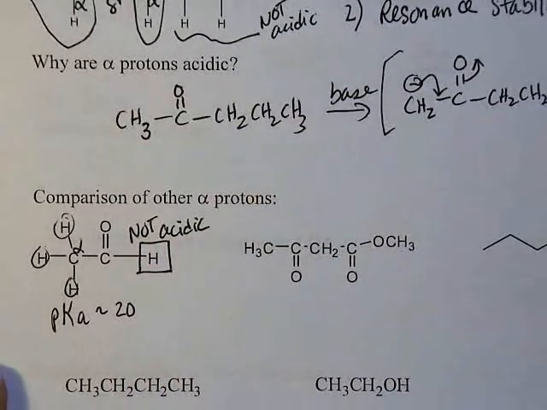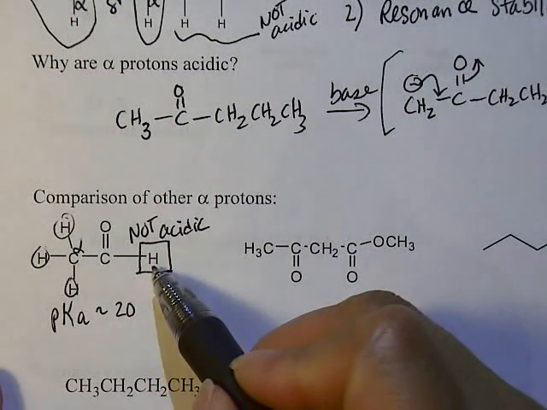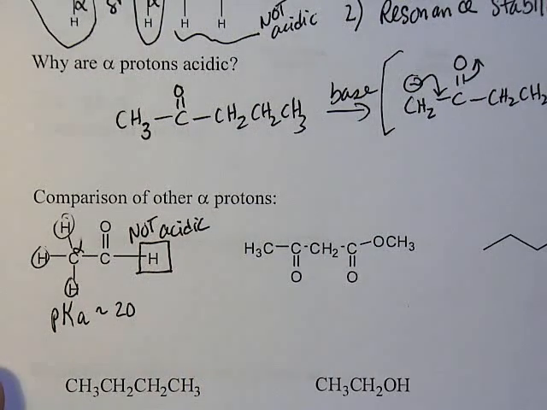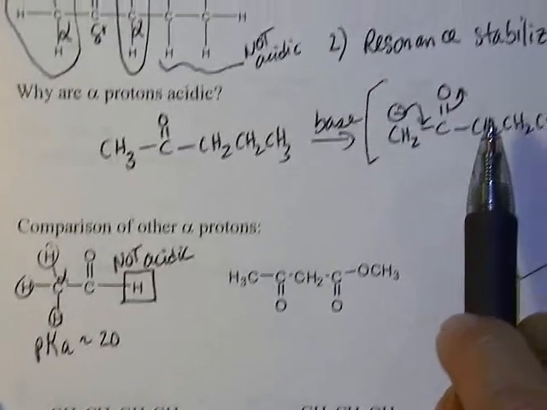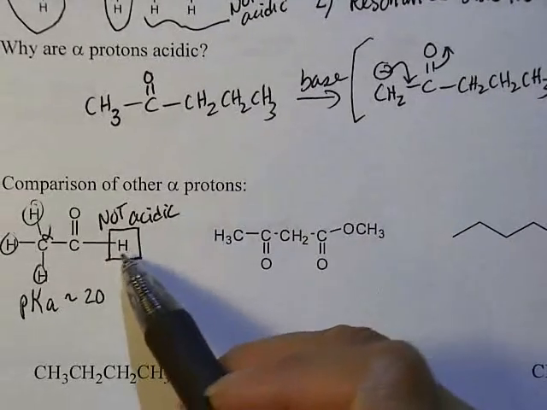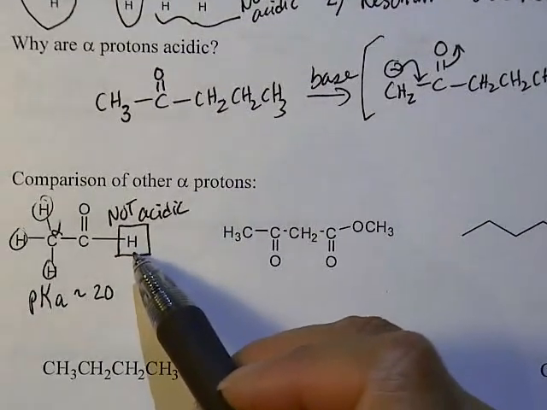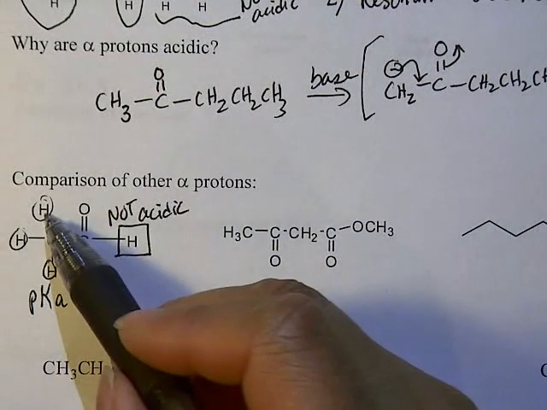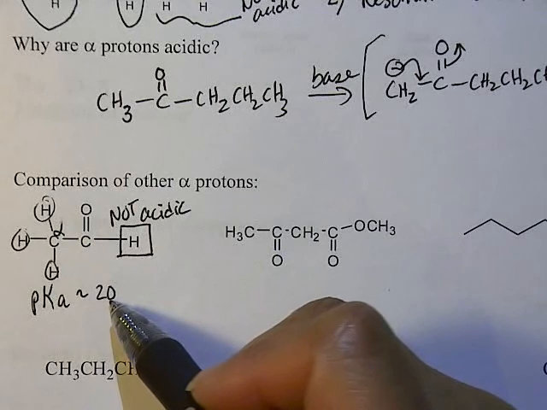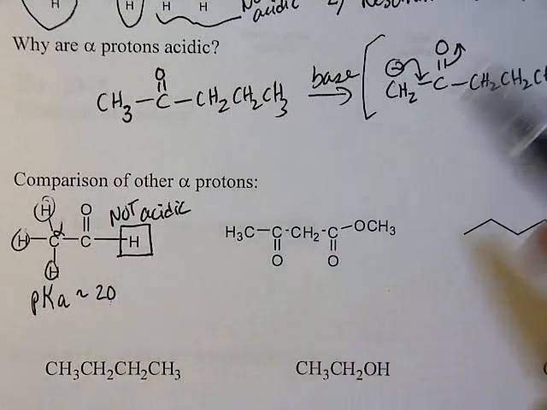A lot of times students make that mistake and deprotonate this, but notice if you deprotonate this, you cannot have these resonance stabilized enolates. So that's why this is not something that you will pull off. But these alpha protons are acidic, and the pKa is around 20.